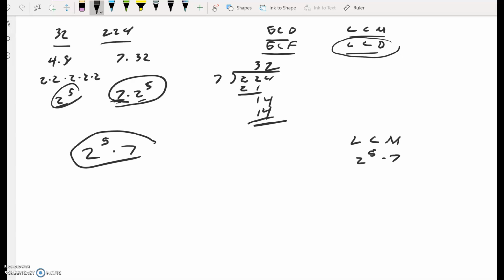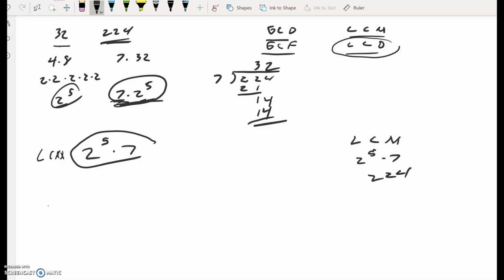And notice we don't have to have a calculator to multiply it out. We already know that that's 224. So 224 is the least common multiple of 32 and 224. That's kind of weird. To find the greatest common factor of these two numbers, we do a similar thing, but we choose whichever one has the least. So this was the least common multiple.